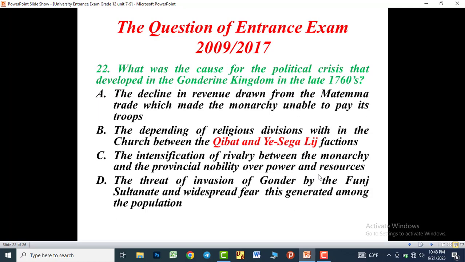Question number 22. What was the cause of the political crisis that developed in the Gondarine kingdom in the late 1760s? A. The decline in revenue drawn from the Matamma trade, which made the monarchy unable to pay its troops. B. Deepening religious division within the church between the Qibat and Ewostathian factions. C. Intensification of rivalry between the monarch and provincial nobilities over power and resources. D. Threats of invasion of Gondar by the Funj Sultanate and widespread fear of it among the population.